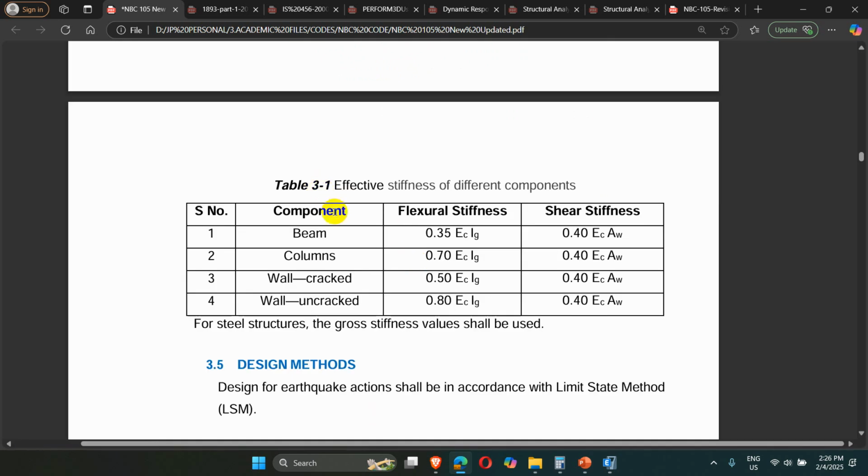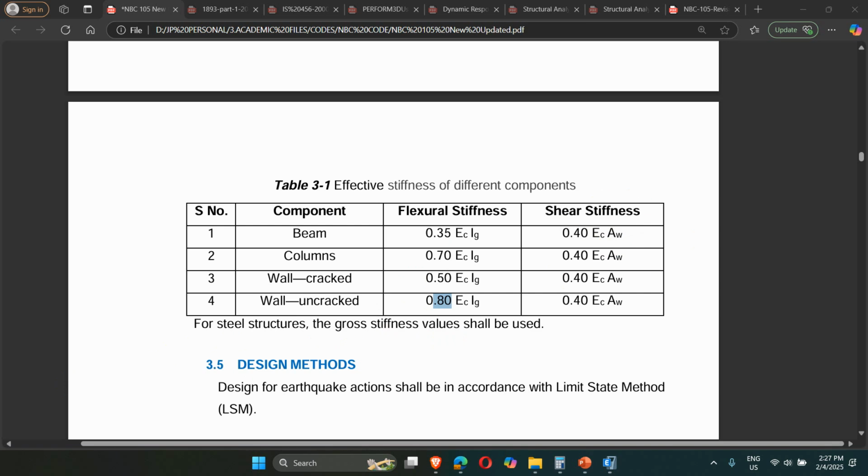In Table 3.1, the component beam has a flexural stiffness of 0.35, columns 0.7, and walls, cracked and uncracked conditions, are 0.5 and 0.8 in terms of flexural stiffness, whereas the shear stiffness is taken as 0.4 E_c A_w for all types of structural elements, and for steel elements the gross stiffness values shall be used.